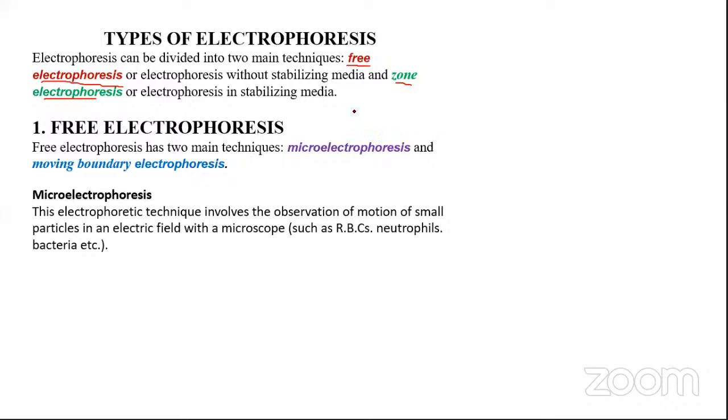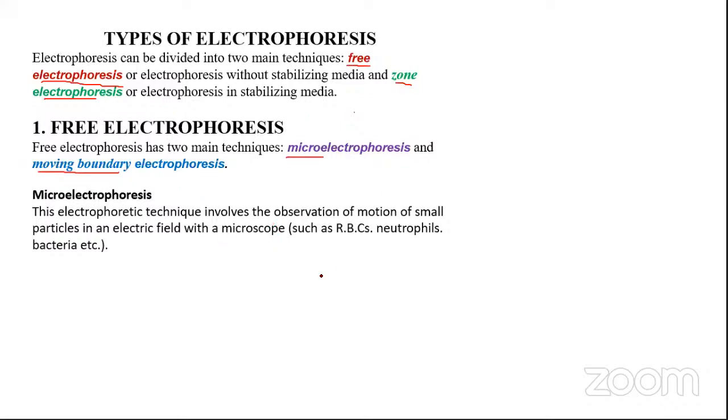Now let us first consider how free electrophoresis works. This has only, you can say, historical importance. There were two forms of free electrophoresis that were developed. One is called microelectrophoresis, and the other one is called moving boundary electrophoresis. I will briefly tell you what microelectrophoresis does, and then we will go to the understanding of moving boundary, because moving boundary electrophoresis raised certain concerns which were responsible for the development of zone electrophoresis.